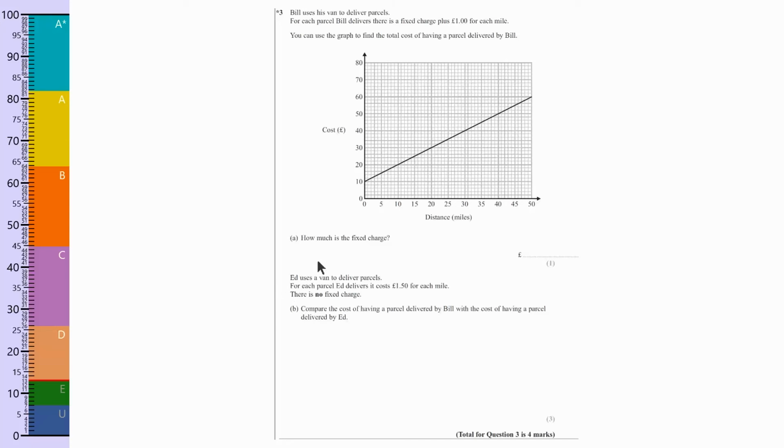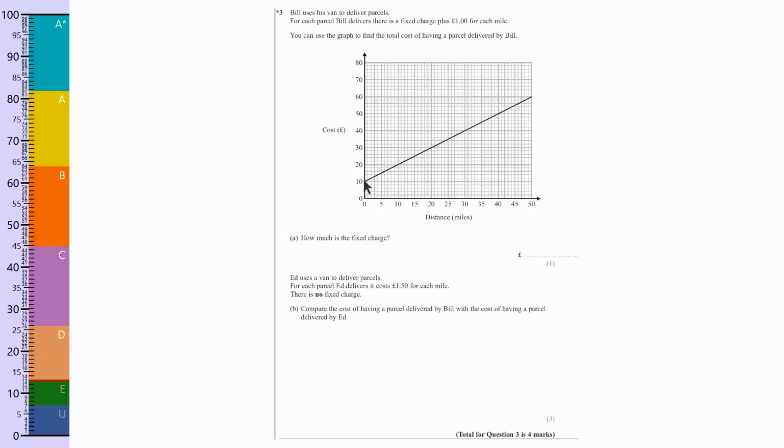Okay, question A is quite a nice simple one. It says, how much is the fixed charge? The fixed charge means how much is paid before any distance is taken into account. Before the van leaves the depot, how much do you have to pay? So the distance would be 0 because it's a fixed charge. It's the charge before there's a distance, and at 0 it is 10.